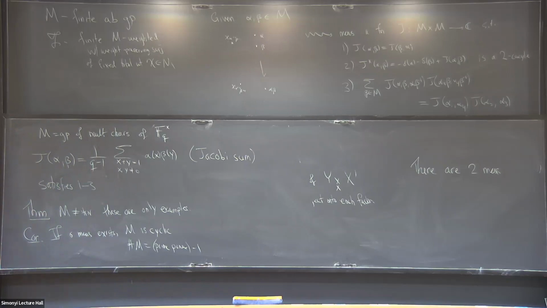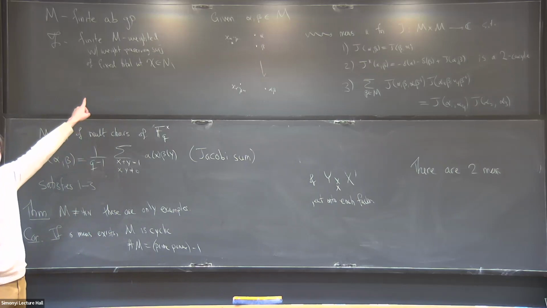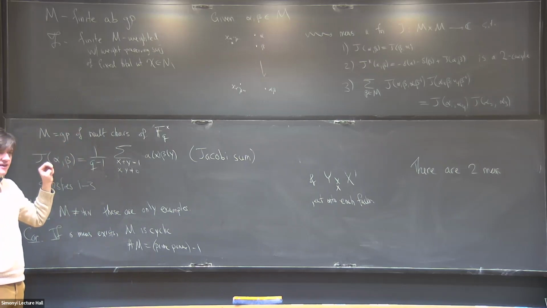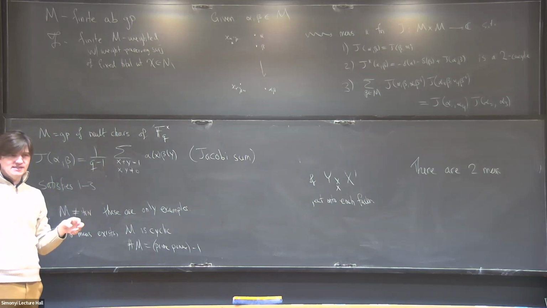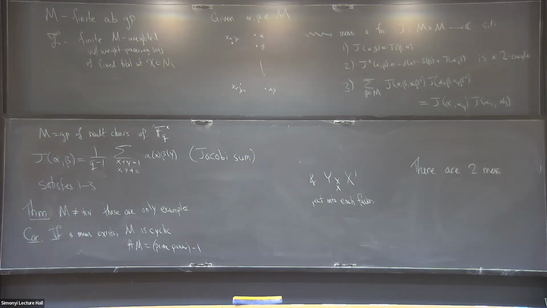When M is the trivial group, that's the previous example I said, where there's no weighting. And then there's 2 measures. One of them is like the Jacobi sum for the finite field with 2 elements. And the other one you can sort of think of as corresponding to the Boolean semi-ring. Okay, any questions?